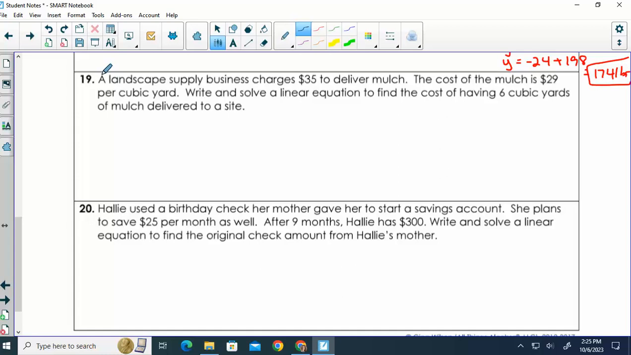A landscape supply business charges $35 to deliver mulch. The cost of the mulch is $29 per cubic yard. So I told you that's all we need. The last sentence is what we plug in later. What are we given in this problem? We have a slope because it has a per. So I know it's either one of these two. Did I give you a full ordered pair to go with it? No. So what I've given you is the slope and the y-intercept. Okay, so we need to figure out what's x and what's y.